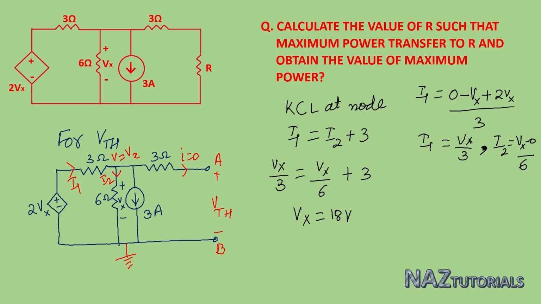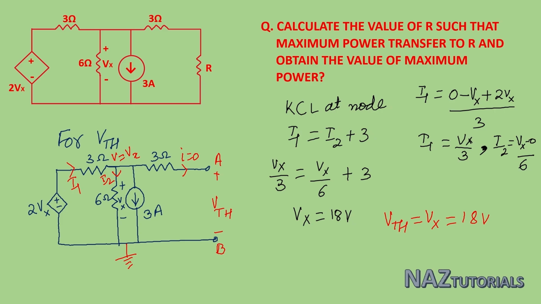Now analyze the network for VTH. VTH is basically equal to Vx. If you see that this path consists of this 3 ohm resistor, and the polarities are the same, and this has 0 voltage. So our VTH will be equal to Vx. The calculated value of VTH is 18 volt.